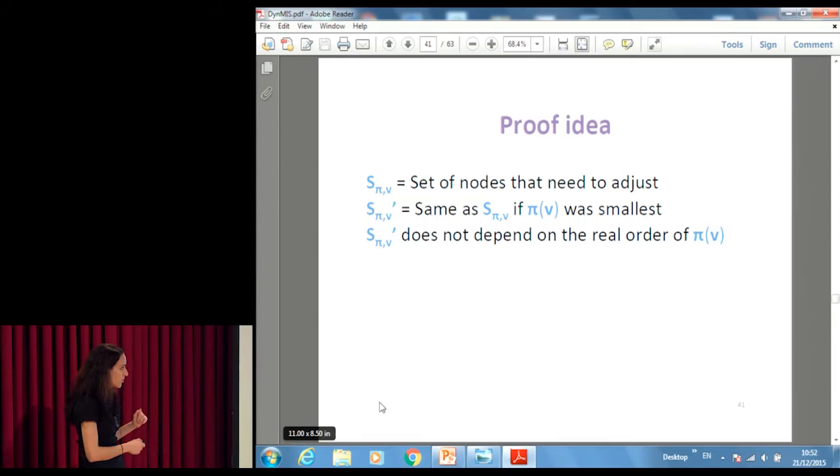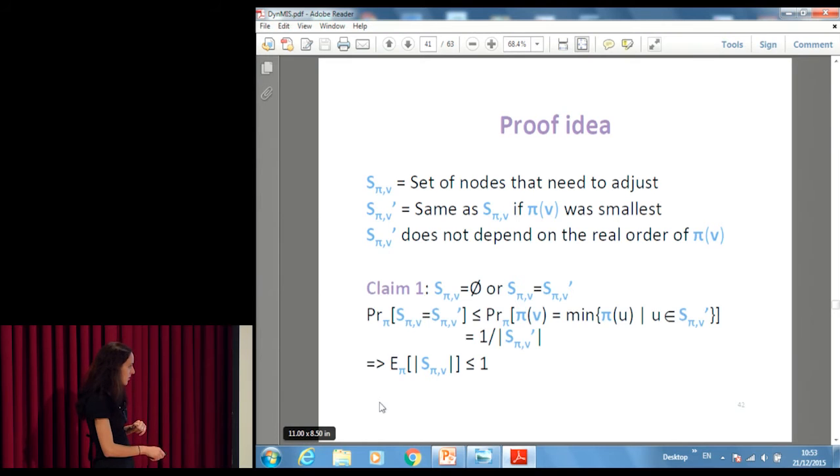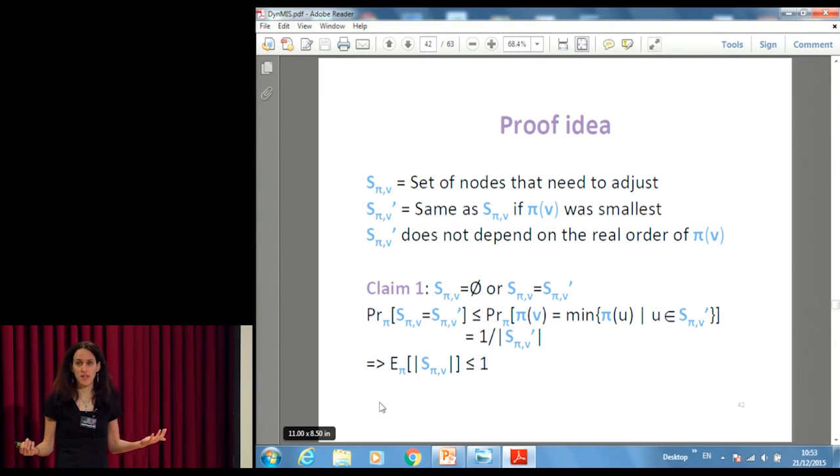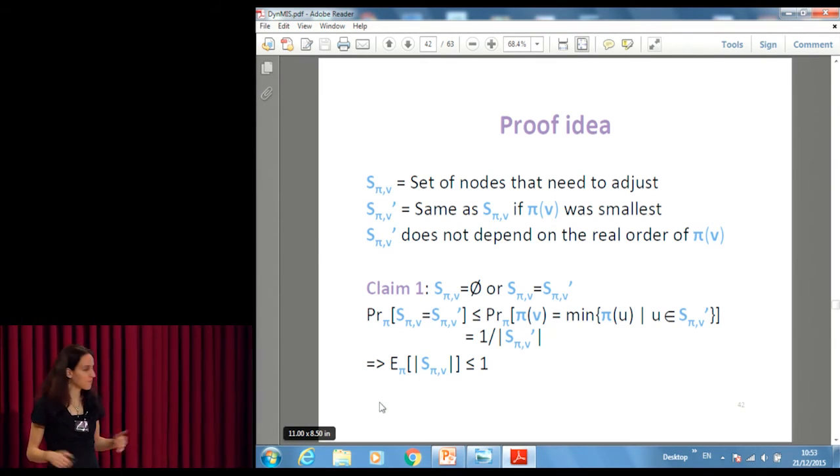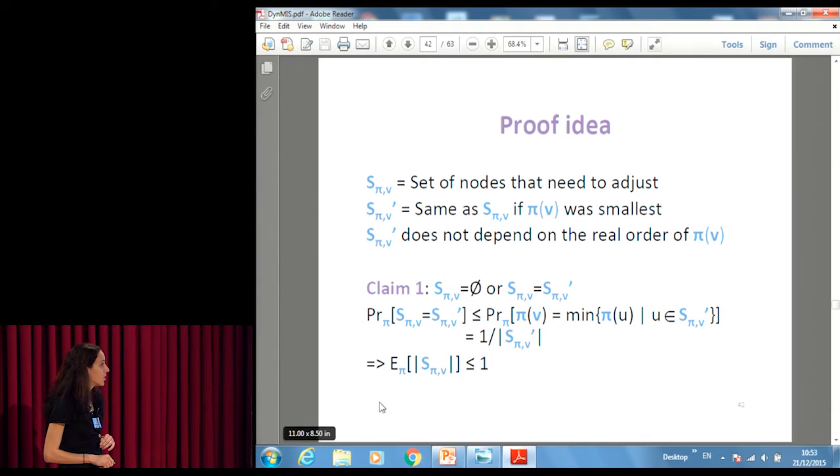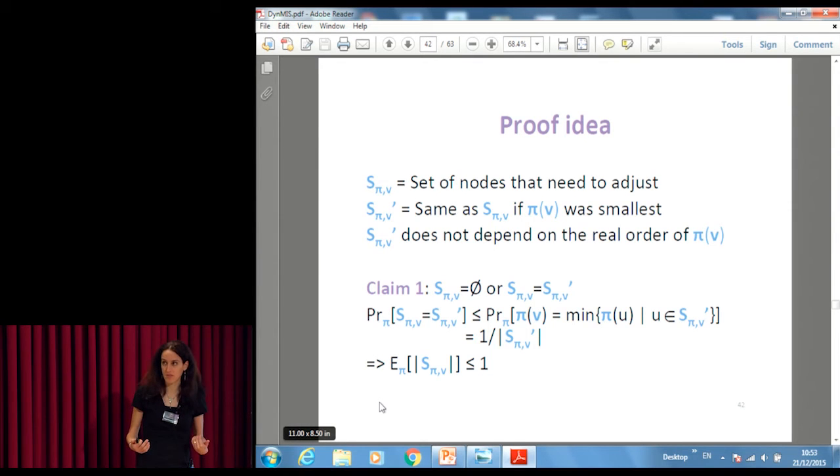Why do I care about S_π,V? I'm going to show you in a picture in a second. Okay, here's my claim. Here's all the math notation we're going to see. My claim is that the real set of nodes that I have to adjust is either empty, in case I took out a node that is not in the MIS, so I don't need to adjust anything, or it's actually equal to this set, as if V had the lowest order among all the nodes in the graph.